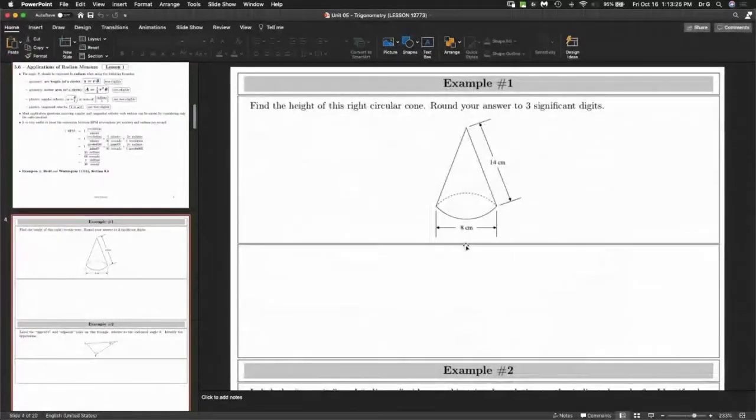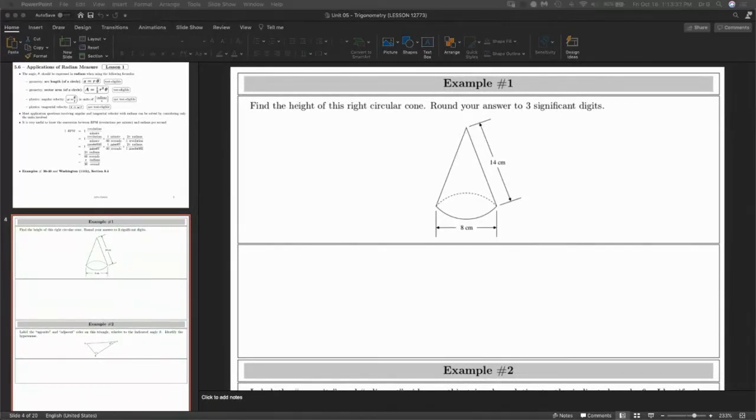Let's talk about our first application questions in trigonometry. No, radians not on midterm. No, Mario.